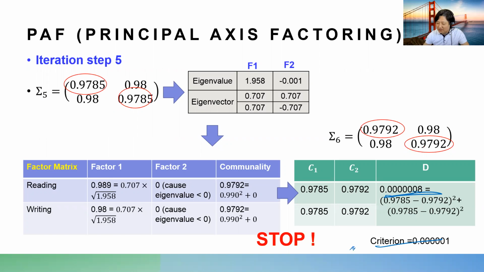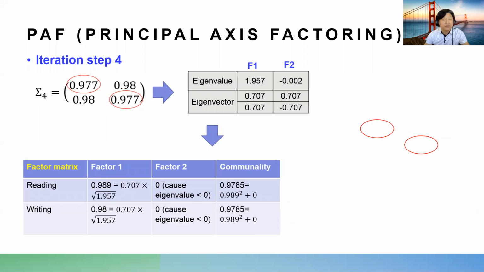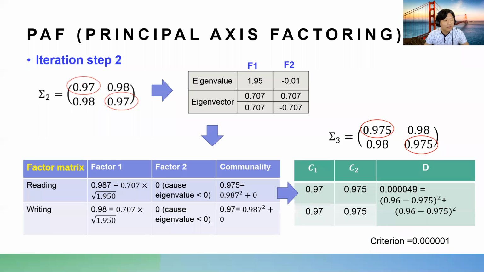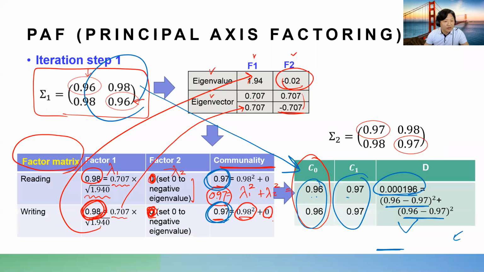And then the final result is the factor loadings. Okay, I just gave an overview of this process because I don't think I can finish this one today. So this is the general process of PAF.